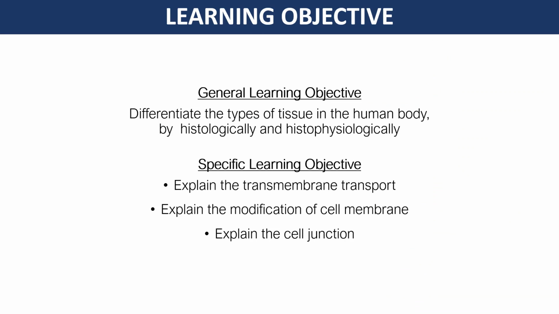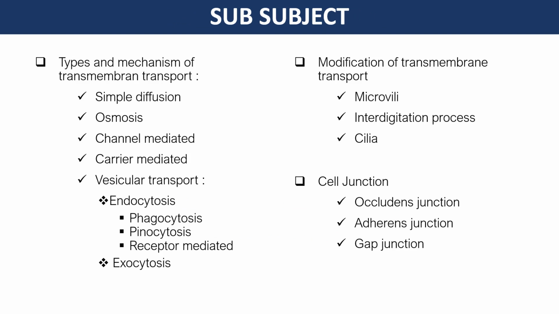After studying histology in general, students are expected to be able to distinguish the types of tissue in the human body histologically and histophysiologically. Specifically, after watching this video, students are expected to be able to explain the types of transmembrane transport, explain the modification of cell membrane, and explain the types of cell junction. These are the detailed sub-subjects that students must be able to explain after watching this learning video.